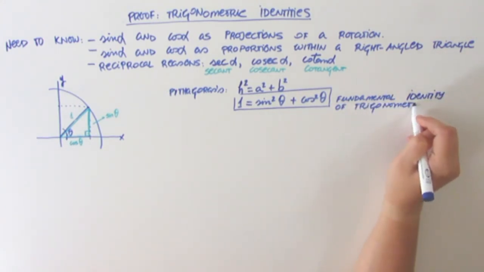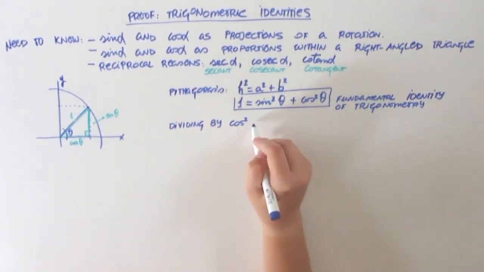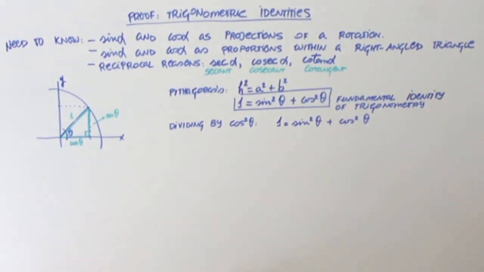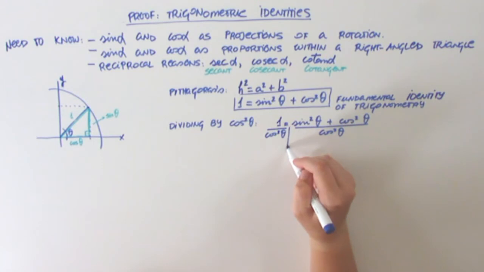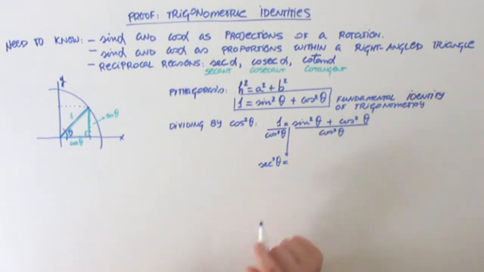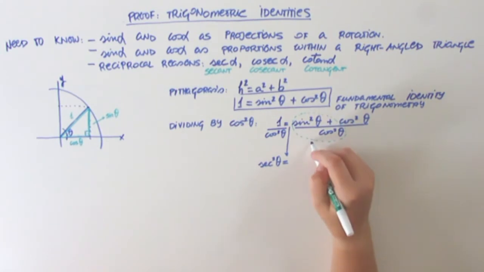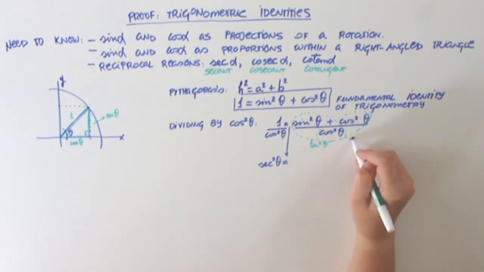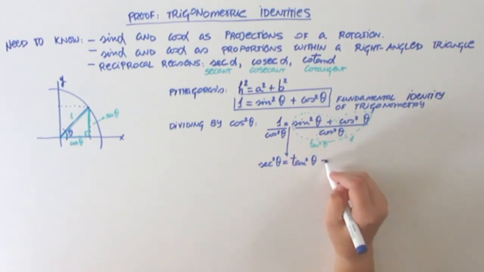From this one, I can play a bit with my reciprocals, and if I divide everything by the cosine square of theta, I just divide both sides by it, then I can simplify, because I know that 1 over the cosine is the secant, so this would turn into the secant square of theta, and on the other side I've got a sine over cosine, which is a tangent, and a cosine over cosine, even if it's square, will be a 1. So that gives me that the secant square of theta equals the tangent square of theta plus 1.